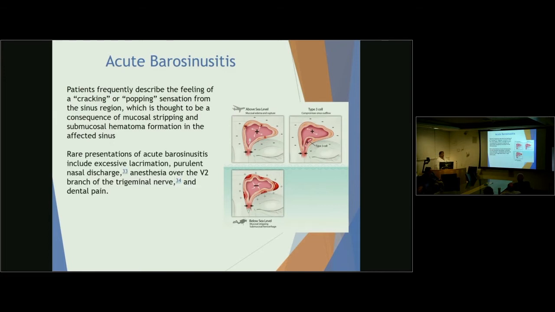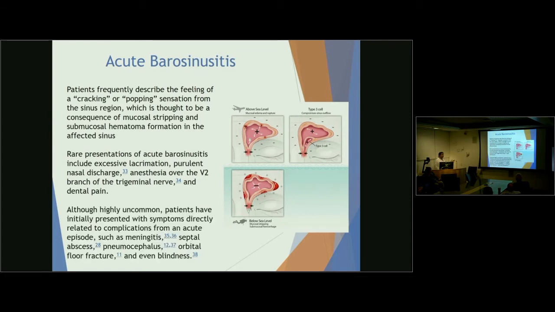And when you look at the literature, there are case reports of cases that present after sinus barotrauma with anesthesia over the V2 branch, dental pain, excessive lacrimation, and there are also horrendous case reports of patients presenting with meningitis. There was a case report of a patient presenting with a septal abscess after sinus barotrauma, pneumocephalus, orbital floor fracture, and even blindness. A couple of case reports describe patients becoming blind after sustaining acute sinus barotrauma.